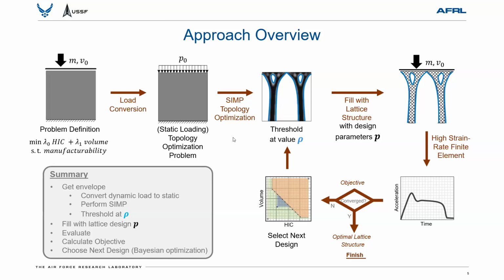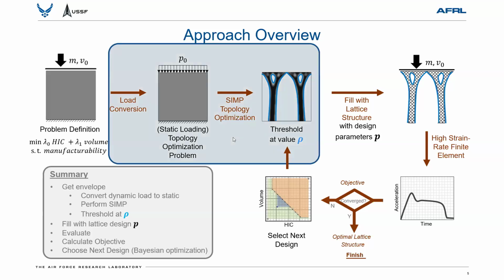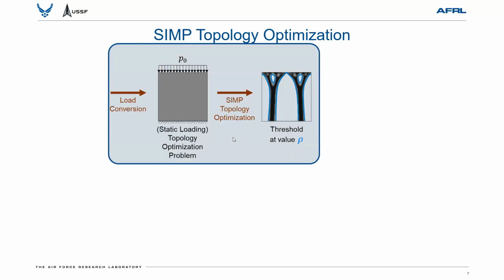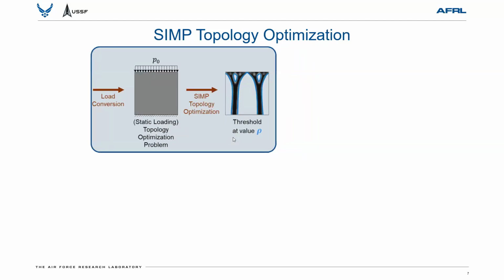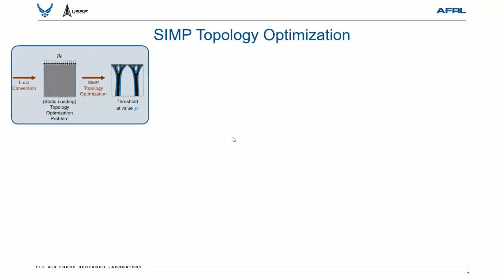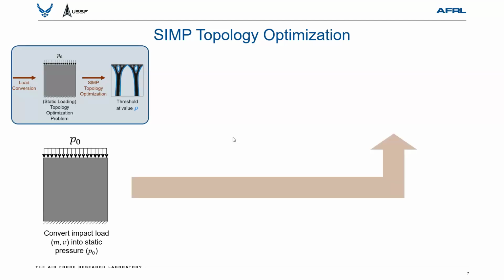So yeah, this is the overall approach that we took. It's a lot going on, so I'll step through it step by step. And then I'll show some results at the end. Going first, what we do in these first couple steps is we take essentially that problem definition with the moving mass with an initial velocity, and we convert that to static loading. So just like a static pressure, in this case on the top of the design domain.